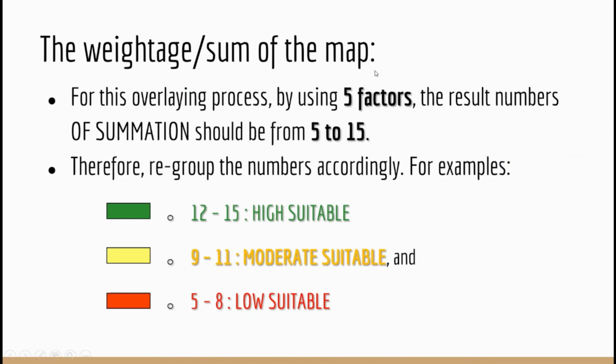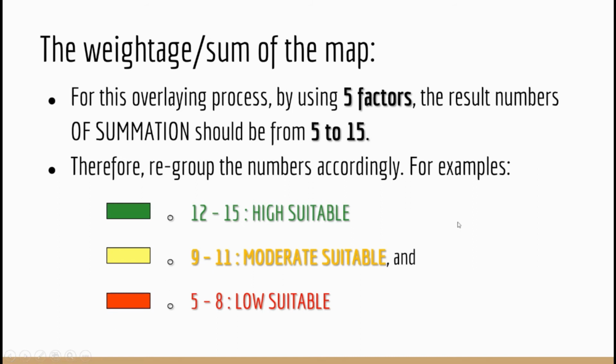So the weightage or sum of the map for this overlaying process, seperti saya kata tadi, kita ada 3, 2, 1. Okay, 3 for high suitable, 2 moderate, 1 low suitable. So by using 5 factors, kita ada result summation jumlah semua should be from 5 to 15 lah. Okay, sebab apa 5 to 15? Sebab kita ada 5 factor. Kalau satu factor numerical index dia 1 darab 5, 5. So kalau the highest numerical value is 3 times 5 is 15. So that's why the summation should be from 5 to 15.